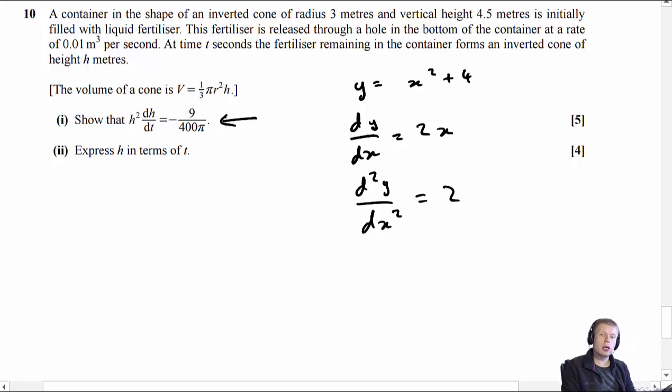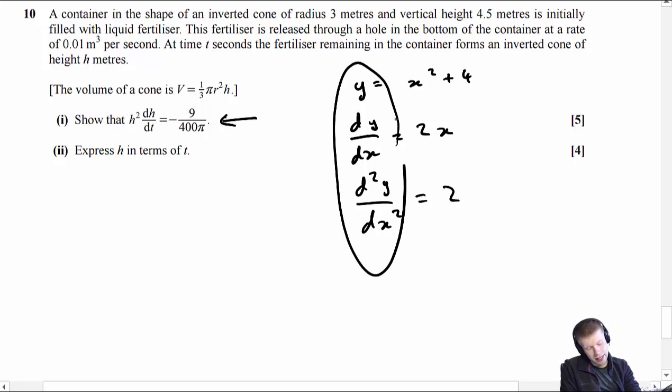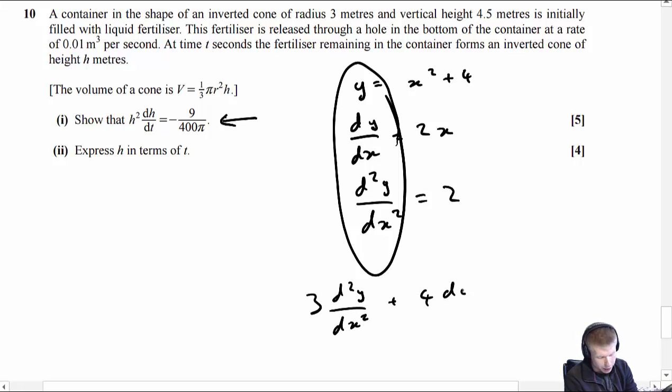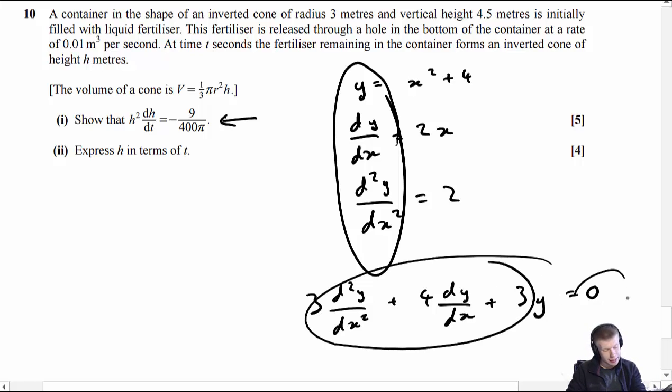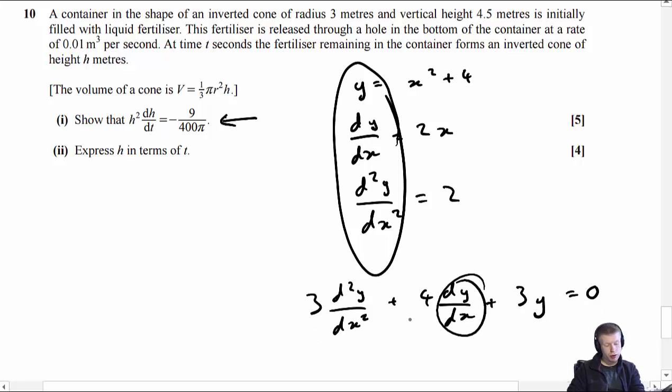Well basically, a differential equation takes a function and the derivatives of that function and puts them together into one equation. So for example, it might be something like 3 d2y by dx squared plus 4 dy by dx plus 3y, and basically this is called a differential equation. It's an equation, so I've got one thing on one side equal to the other side, involving the function and the derivatives of that function.